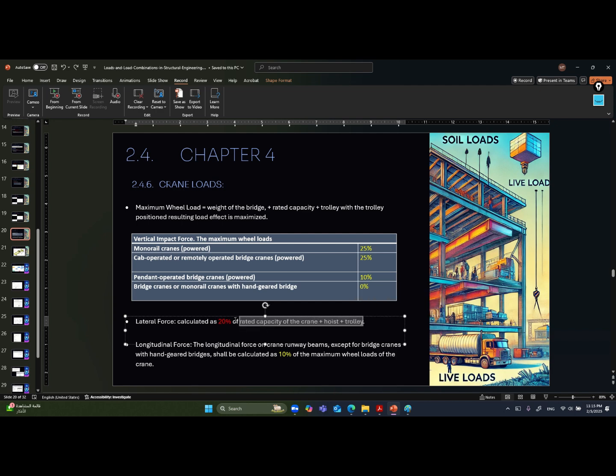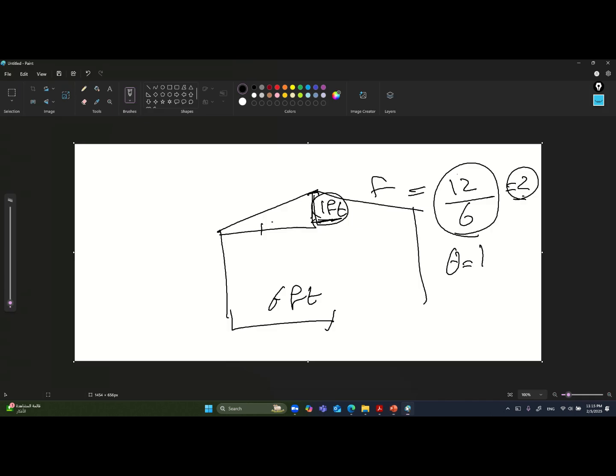It is important to know these values. And the 10% of the maximum wheel load, meaning the maximum wheel load doesn't consider the impact. Okay, yeah, but the 10%. So if you have a maximum wheel load, let me draw it.